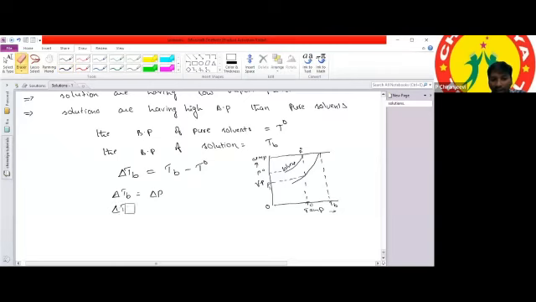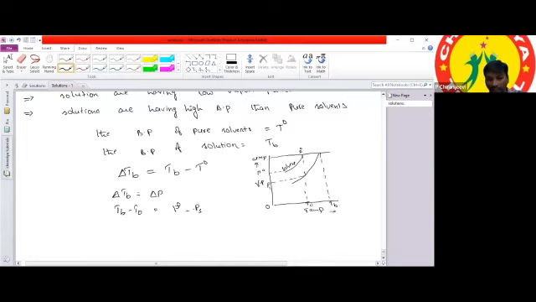In place of delta TB, we can write TB minus T naught, and for the pressure, P naught minus P1 we can write now. P naught minus P1 is the difference between the vapor pressure of the liquid and the vapor pressure of the solution. This is going to be explained by Raoult's law.